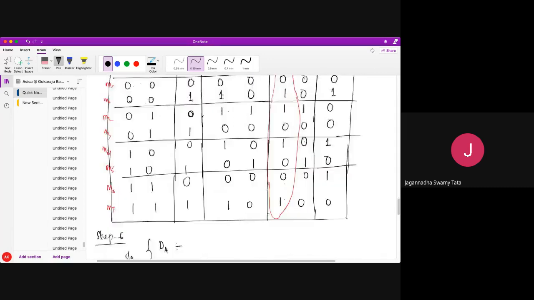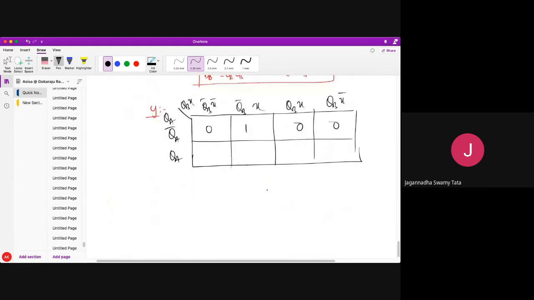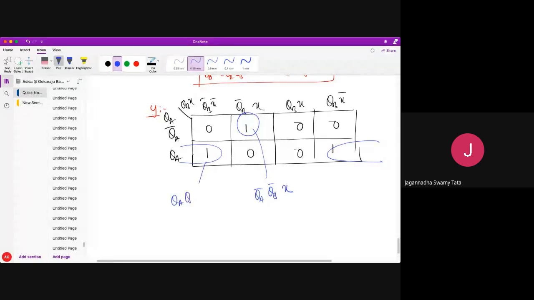So I'm just putting those things, 0100. Next 1010. So if I group it, it's just like this: one grouping pair, and this is a single grouping. From this I can get QA bar QB bar X. From this I can get QA X bar. Okay, so we got Y as QA bar QB bar X plus QA X bar.